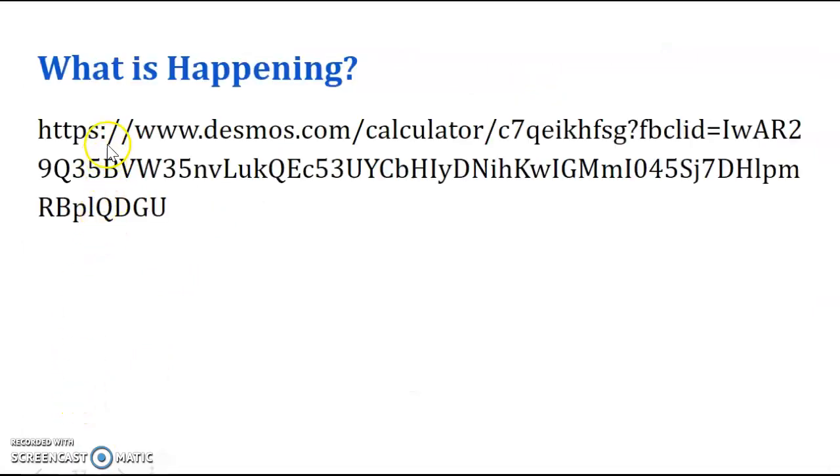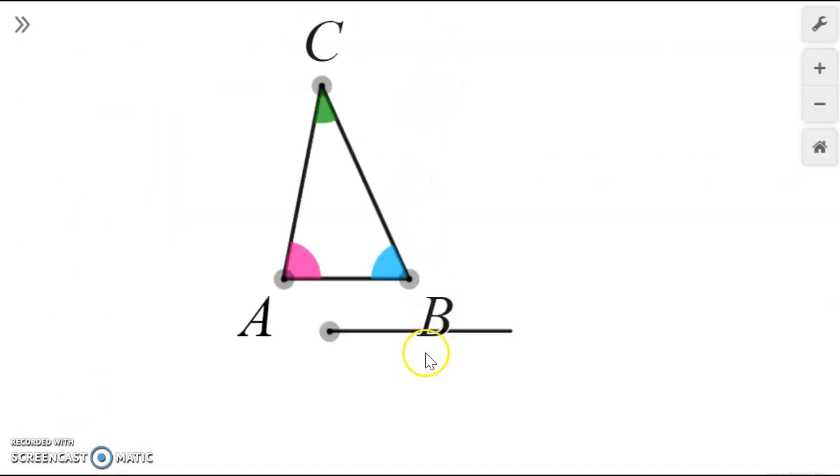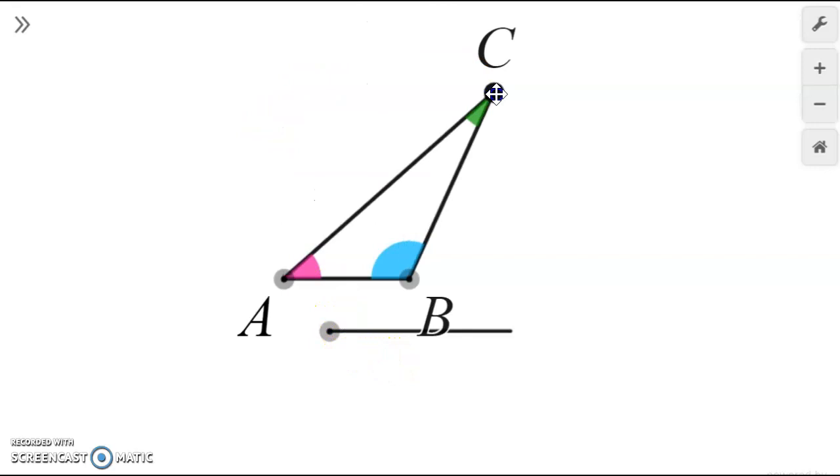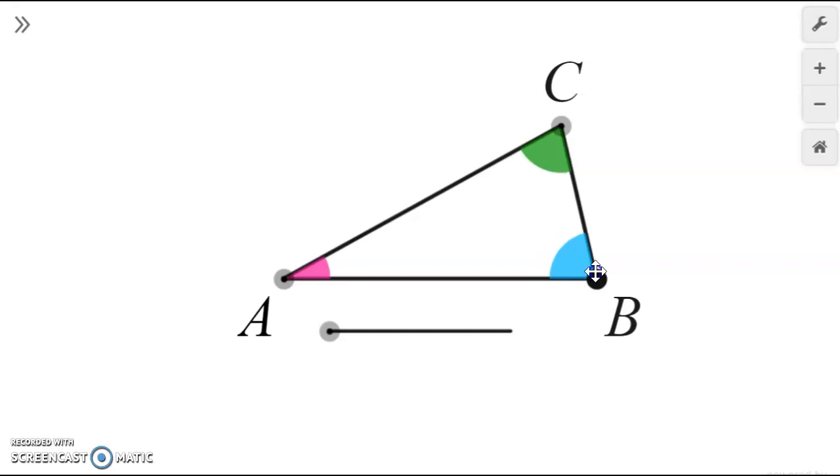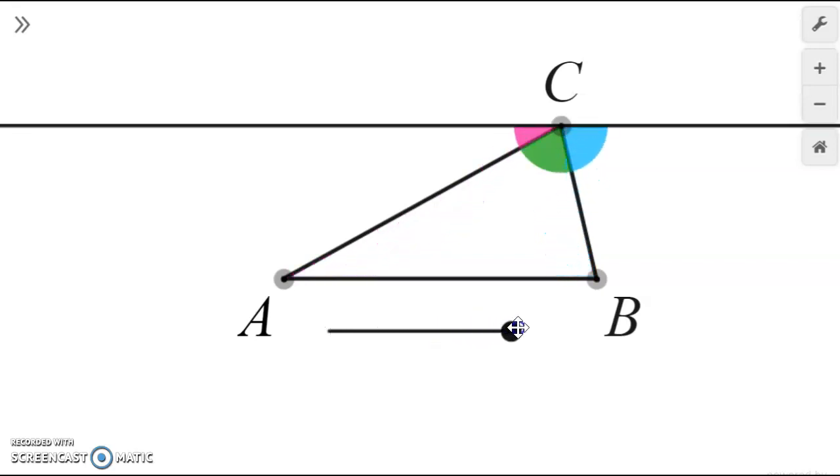Next up, I want you to explore this link that I am giving you, and that should send you to this link here. Okay, so this is a Desmos, and this is where you get to create any shaped triangle you want. You can create an obtuse triangle like so. You can move any of the points like so. Okay, and then once you've changed it, I want you to slide the slide.